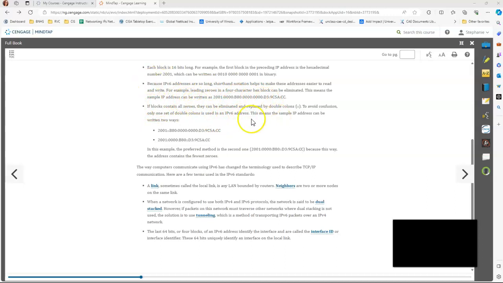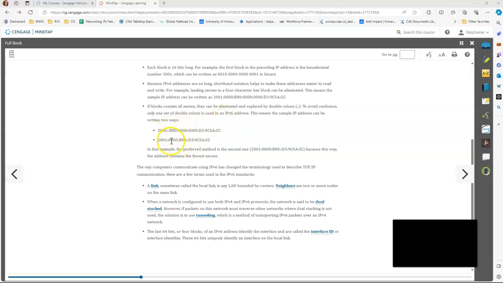And one of the ways to shorten them is to eliminate the double zeros. So here is a group of zeros, and then here's a group of zeros. What I like to do is look and see where there are more zeros. So like here, you can use the double colon, and it tells the system that there are all zeros in between there. But you can only do that once. You can't do that multiple times.